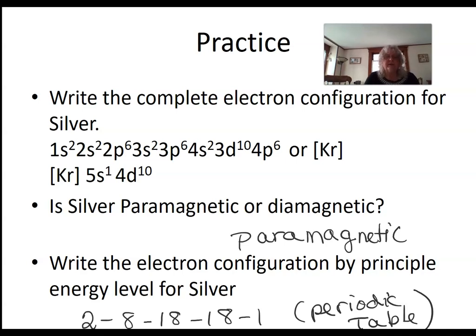In this bottom question where it's asking you to write the electron configuration by principal energy level, basically what I'm doing here is I'm lumping together everything that starts with the same number. Everything that starts with a 1, everything that starts with a 2, everything that starts with a 3. This is actually the electron configuration that's given to you on your periodic table. Right at the bottom of each element, it'll show you an electron configuration that's by principal energy level. When I ask you to write an electron configuration, especially if I say complete electron configuration, I expect you to use the SPDF kind of notation.